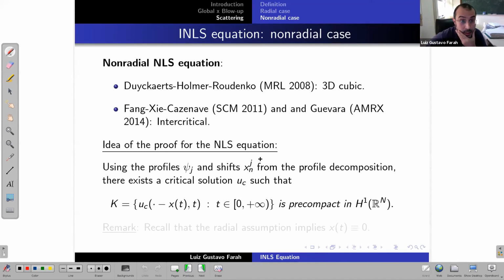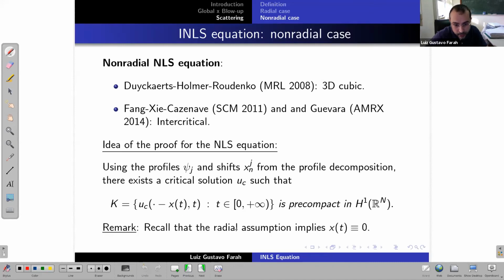What is the difference in the non-radial case for the NLS? So for the NLS, if you go through the arguments of Duyckaerts, Roudenko, and Fang, Xie, and Guevara, they prove that this flow is not just pre-compact. To prove that the flow is pre-compact, you need to put some translation here, depending on time. So without this, we cannot prove that the flow is pre-compact.